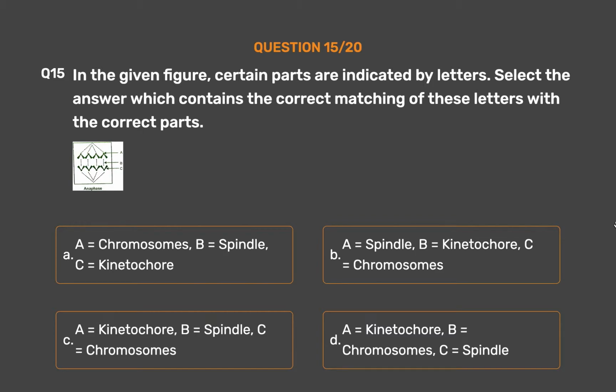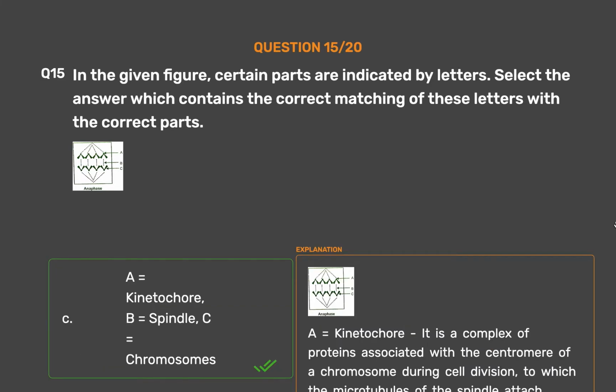The correct answer is Option C. A equals kinetochore, B equals spindle, C equals chromosomes. A equals kinetochore. It is a complex of proteins associated with the centromere of a chromosome during cell division, to which the microtubules of the spindle attach.